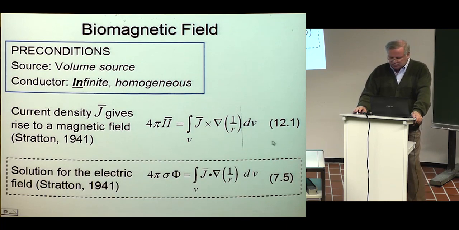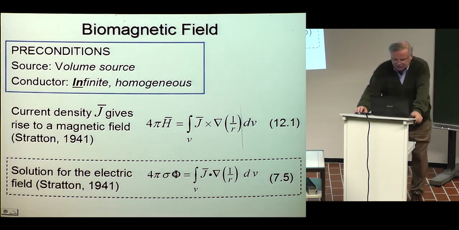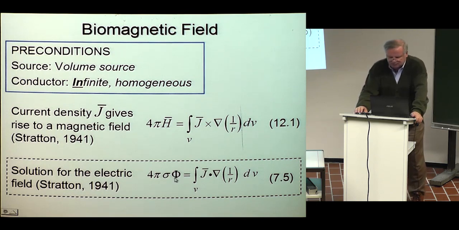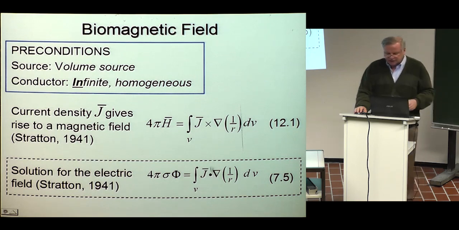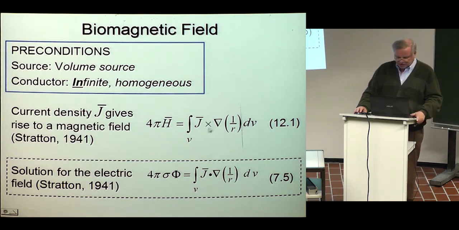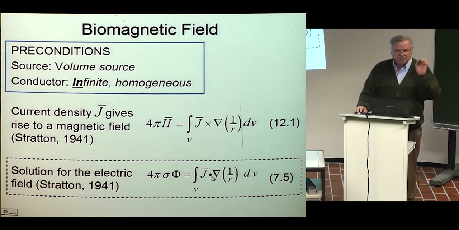And looking back to equation 7.5, which gave the solution for the electric field, you may compare these equations and find that the electric field was 4 pi sigma phi equals the volume integral of J dot nabla 1 over R dV. What we find here is that otherwise the equations are the same, except for the magnetic field there is a cross product, and for the electric field there is a dot product. This is dominating; this goes through this theory. That is mathematically the difference.